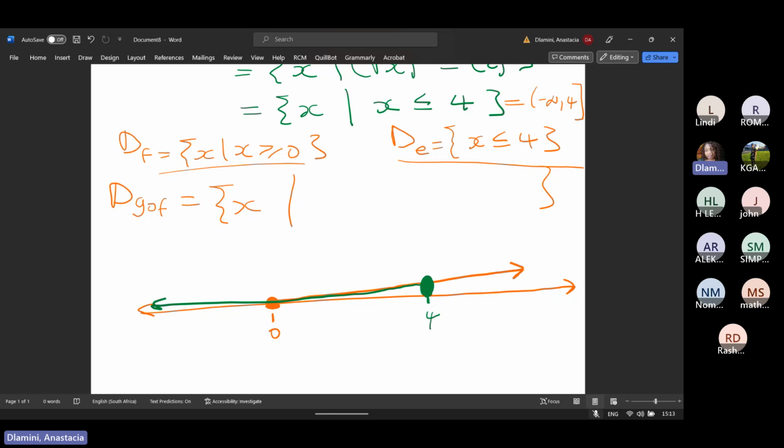So what do you think our domain will be? Square bracket 0 and 4, square bracket. Do you see that? So our set notation will just be, remember the fish, the shark: 0 is less than or equal to x, and x is less than or equal to 4.